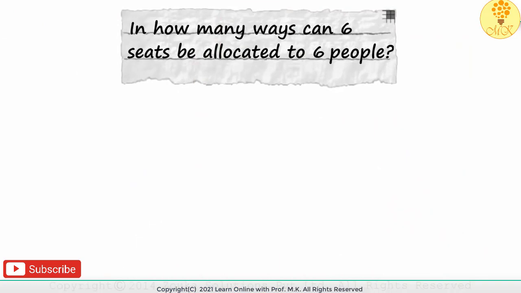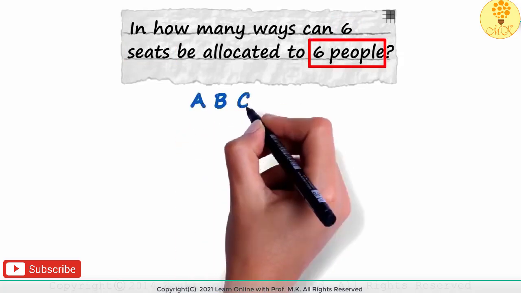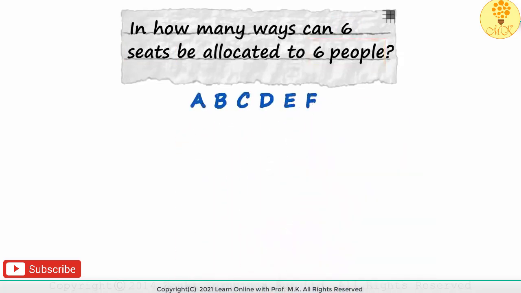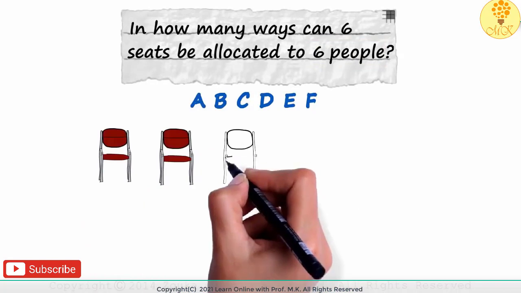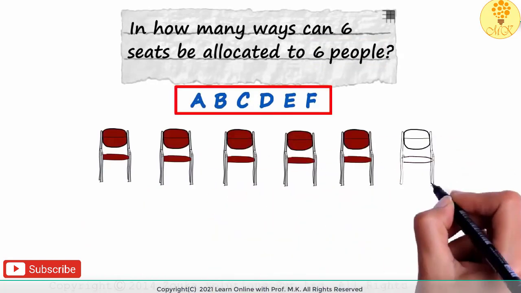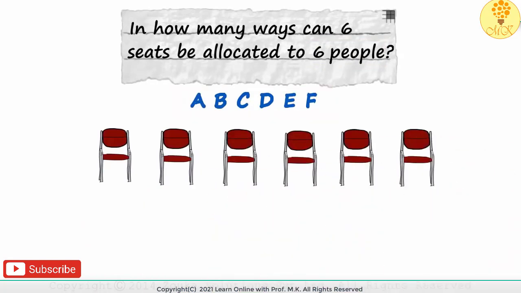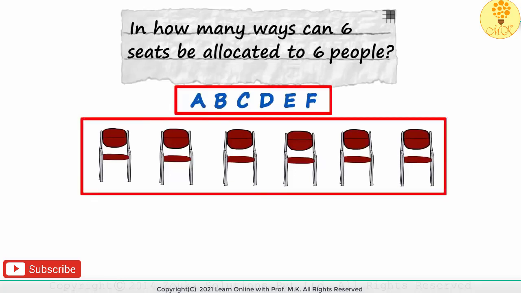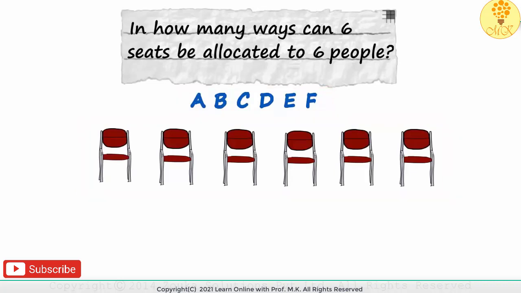In how many ways can 6 seats be allocated to 6 people? Assume that the 6 people are A, B, C, D, E and F. And imagine 6 chairs in a row where these 6 people will be seated. How will you solve this? In how many ways can these 6 people be seated on these 6 chairs? Pause the video and try solving it.